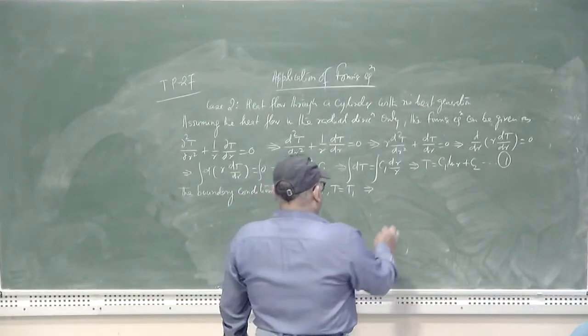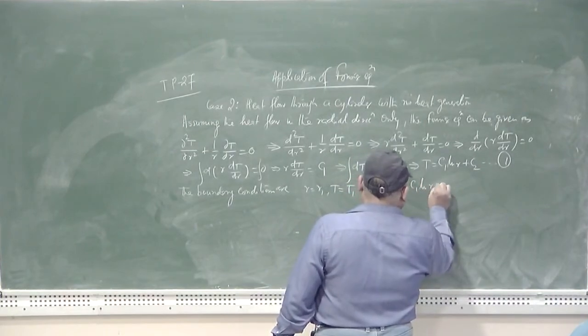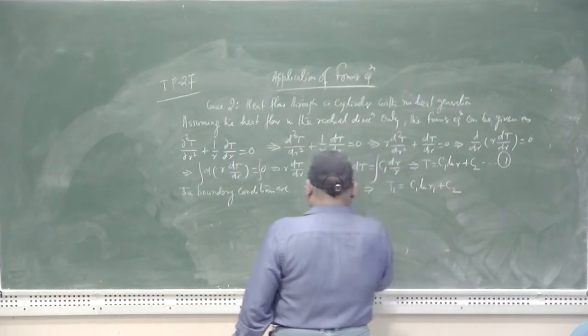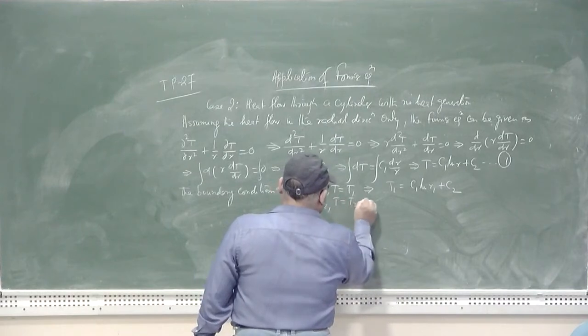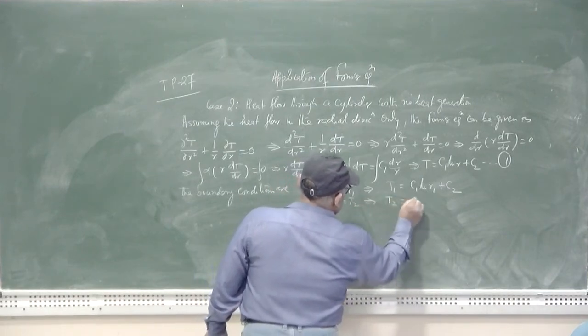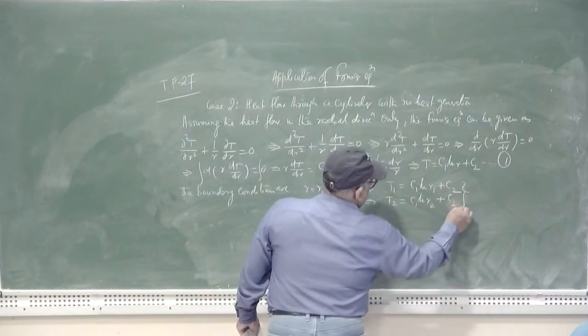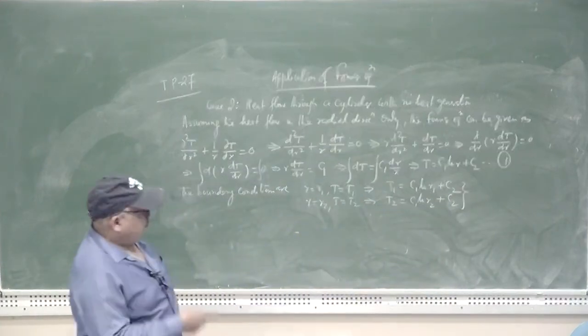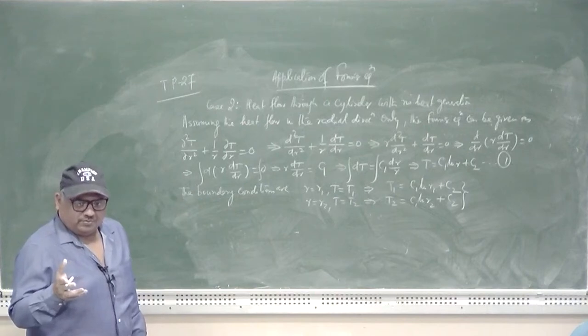So T1 is equal to C1 ln R1 plus C2, and R is equal to R2, let temperature is equal to T is equal to T2. So T2 is equal to C1 ln R2 plus C2. When you solve this equation, please do it yourself.